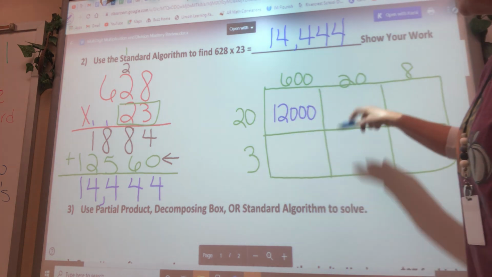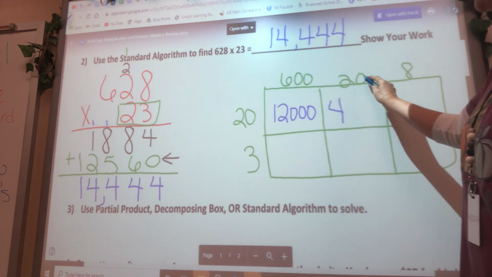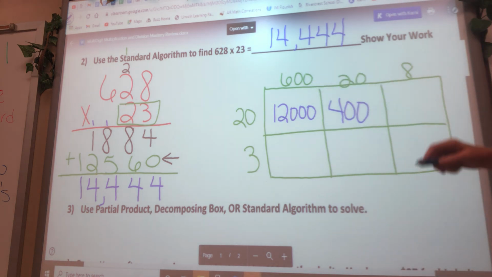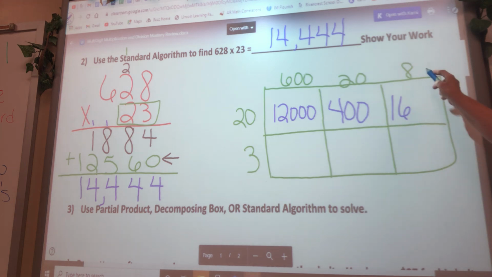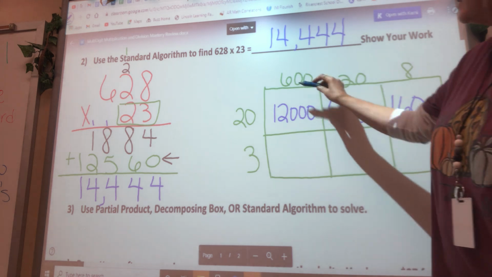20 times 20. So I would have 2 times 2 is 4. And then how many multiples of 10? 1, 2. 8 times 20. 8 times 2 is 16. And how many multiples of 10? Just the 1.